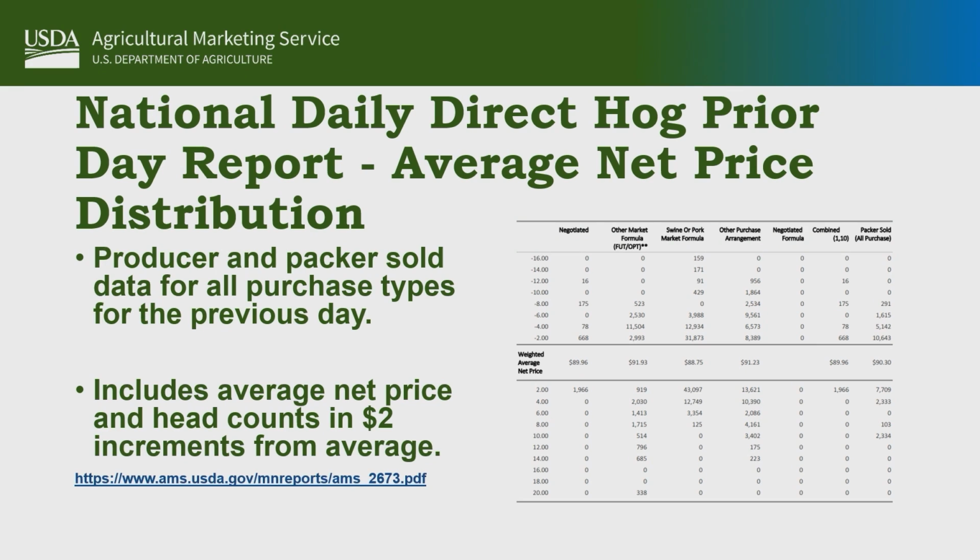Now here's our average net price distribution. It ties back to the prior day slaughter report that's referred to as the 201 sometimes. This one takes the average net price and just shows you how many head are up or down depending on where they priced that day.